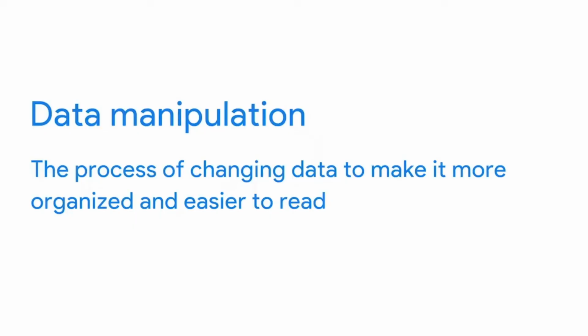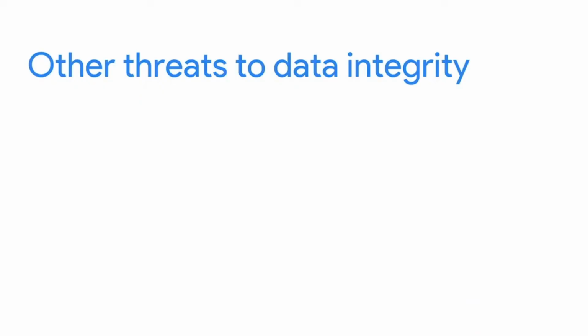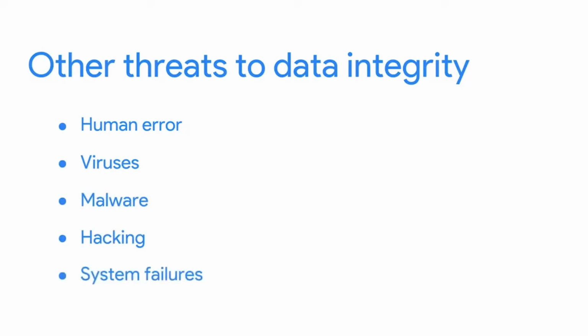If your data transfer is interrupted, you might end up with an incomplete data set, which might not be useful for your needs. The data manipulation process involves changing the data to make it more organized and easier to read. Data manipulation is meant to make the data analysis process more efficient, but an error during the process can compromise that efficiency. Finally, data can also be compromised through human error, viruses, malware, hacking, and system failures, which can all lead to even more headaches.